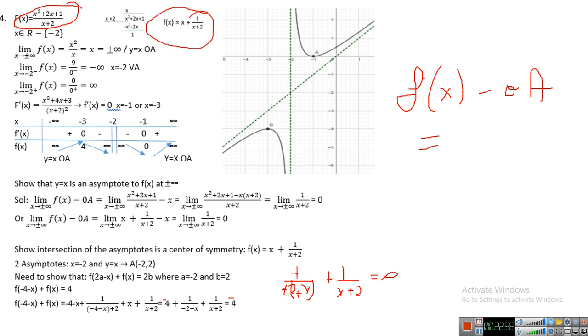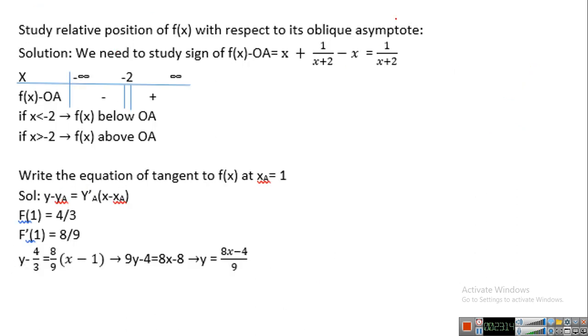Why? Because if I write f of x minus its oblique asymptote, which is x, these two cancel out. I'm left with 1 over x plus 2. Okay, like I did to prove the oblique asymptote, but I use it in the oblique asymptote limit. So if you do this one, you have 1 over x plus 2. The root here is minus 2, which is impossible.